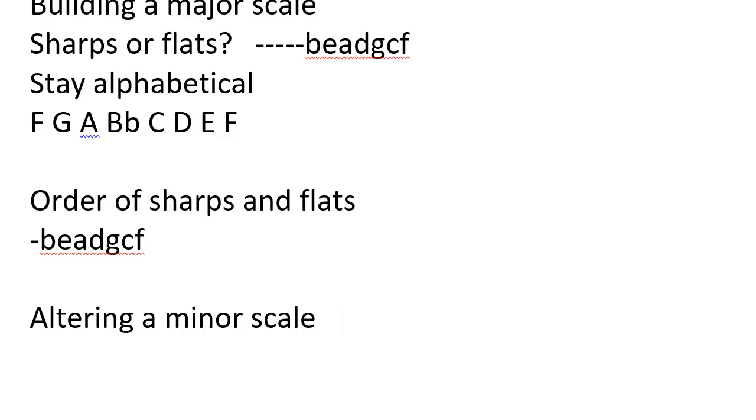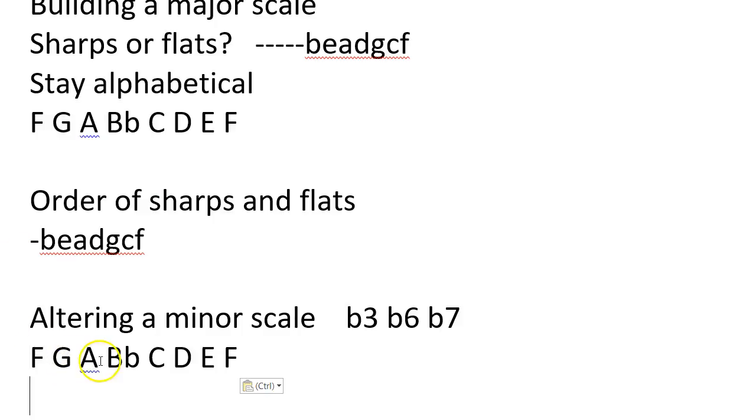To alter any major scale to a minor scale, you have a flat 3, a flat 6, and a flat 7. So if you take your previous scale above, lower the third, so A becomes A flat. The 6th, so you go 1, 2, 3, 4, 5, 6. D becomes D flat. The 7 becomes E flat. And now you have an F minor scale.